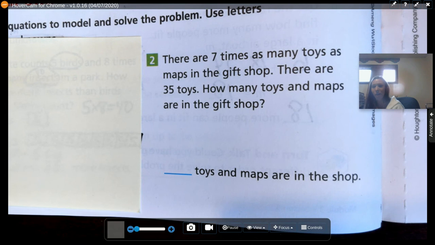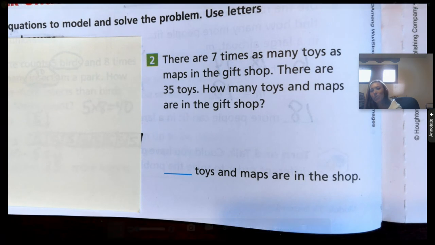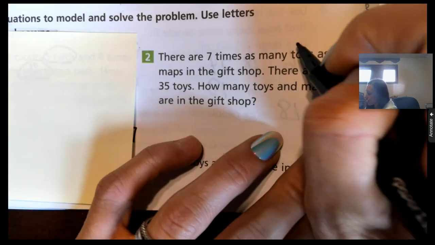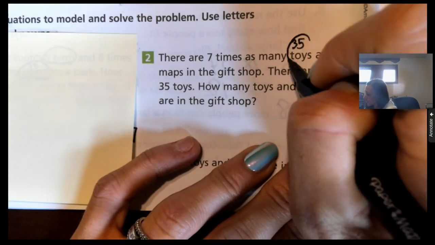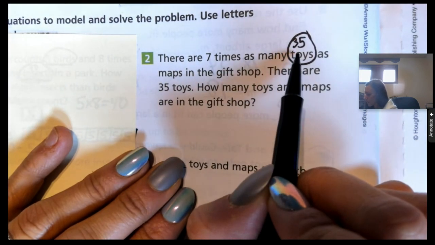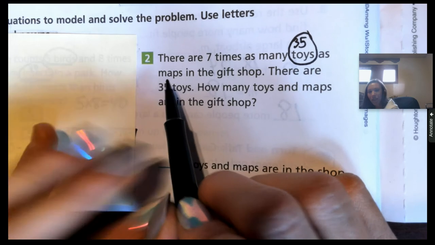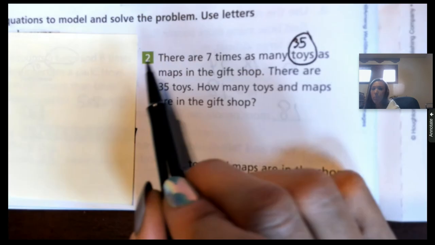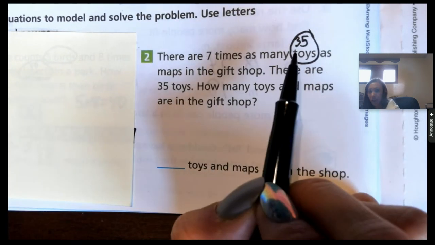So if you look at number 2, it says there are 7 times as many toys as maps in the gift shop. There are 35 toys. How many toys and maps are in the gift shop? So what I do know is how many toys there were. There were 35 toys, it told us. It says there are 7 times as many toys as there are maps. So I know that there's more toys than maps. There's 7 times as many toys as maps.